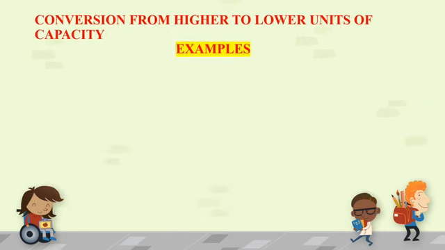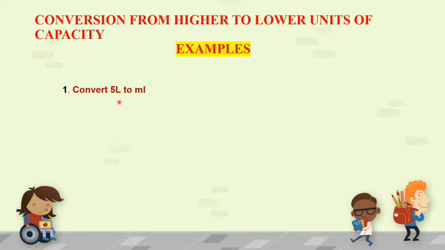Conversion from higher to lower units of capacity. Let's solve a few examples to understand this topic. Question is, convert 5 liters to milliliter. You have to convert 5 liters to milliliter. Seeing the question, you understand that liter is the higher unit, milliliter is the lower unit. Higher to lower we multiply.